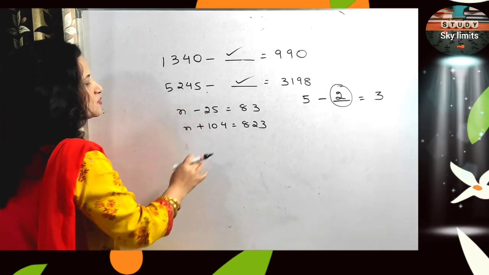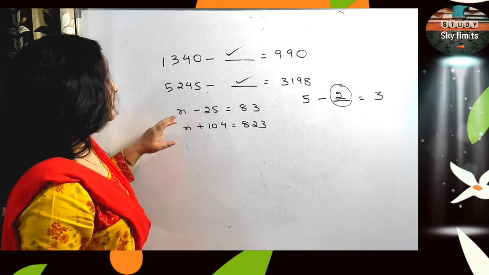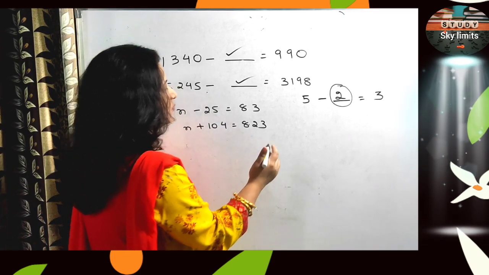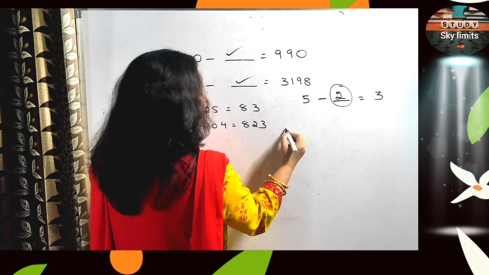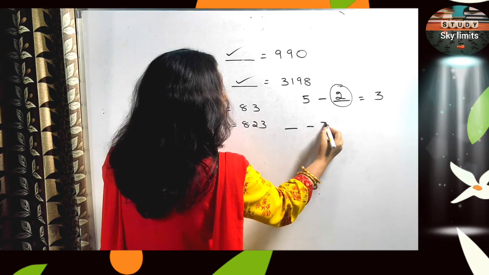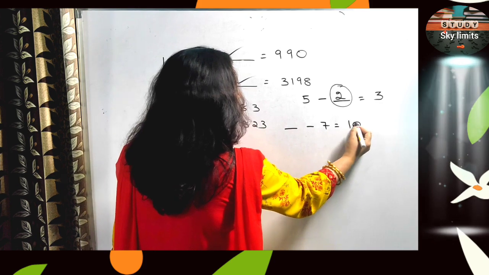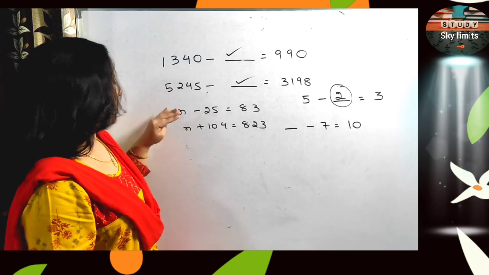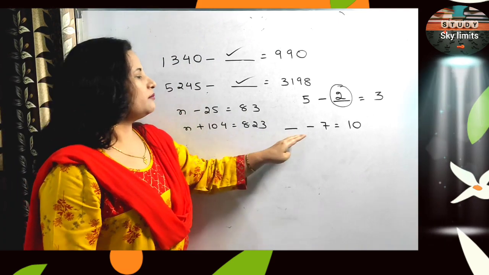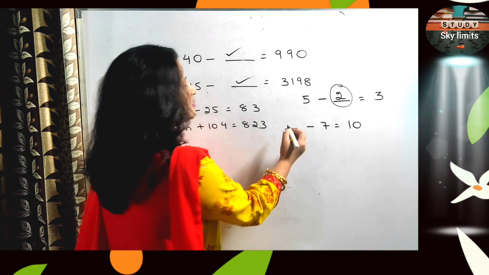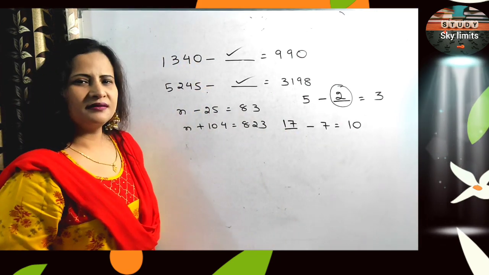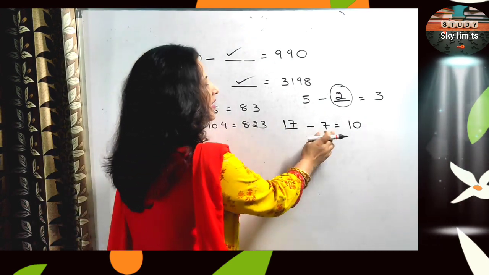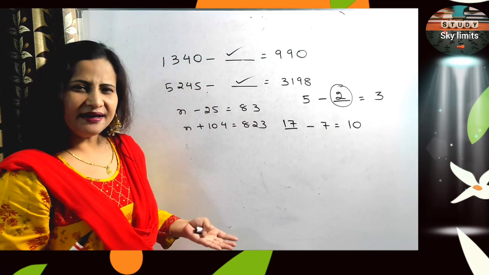N minus 25 also. This is also in equation form only. Okay. But then here also, so now what minus this is equal to 83? Suppose, let me write one question like this. Dash minus 7 is equal to 10. So what minus 7 is equal to 10? You have to find n, no? Obviously it is 17. You can make out 17 minus 7 is equal to 10. So how can you get 17 from 7 and 10? By adding these two.